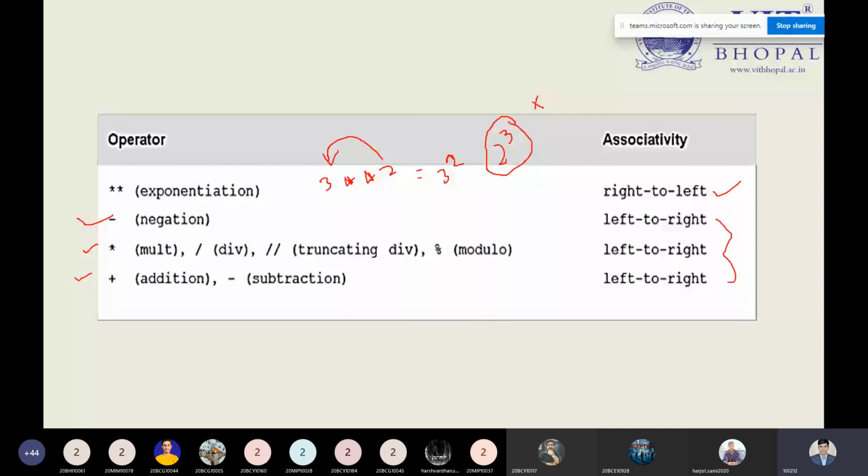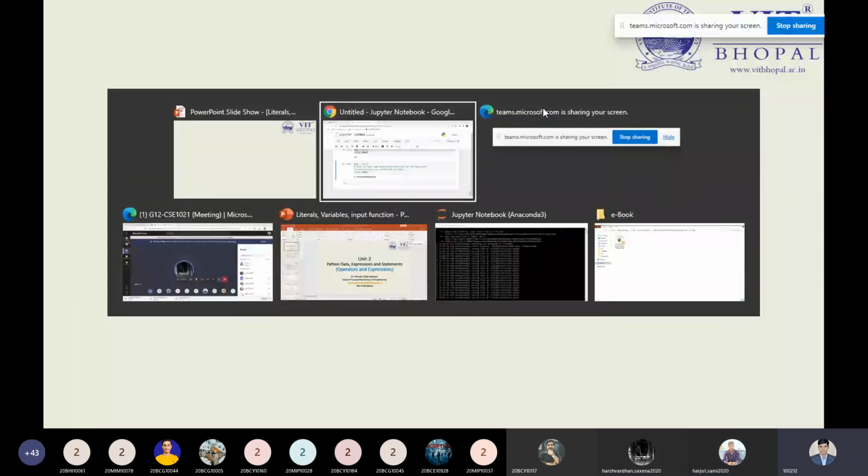Now is it clear to all? Suppose we have these operators. Associativity means the side from which we need to evaluate the expression. So this is the part of associativity. Now is it clear to all? Yes, sir. Any doubt? No, sir. Okay. Can we explain more about the expression?